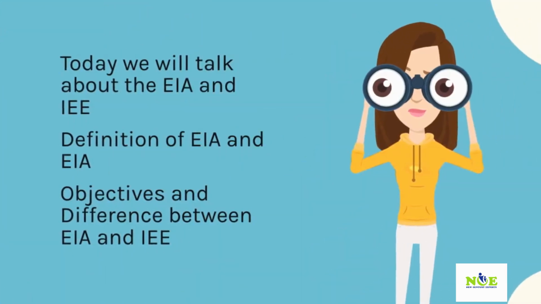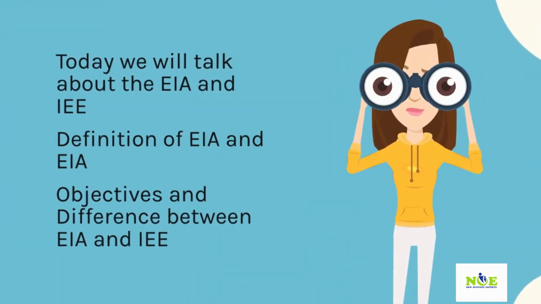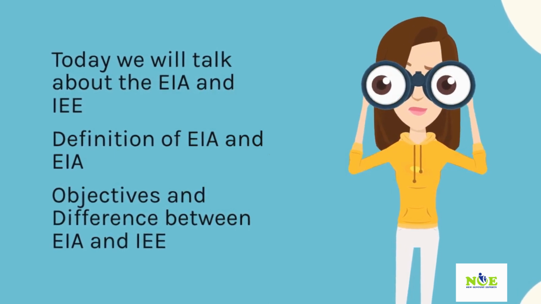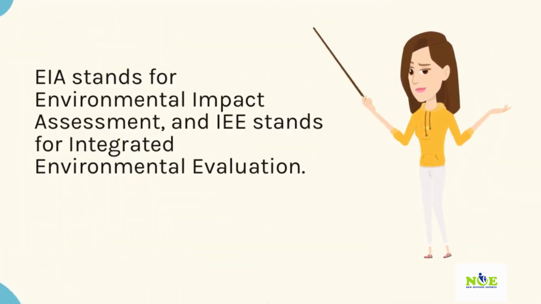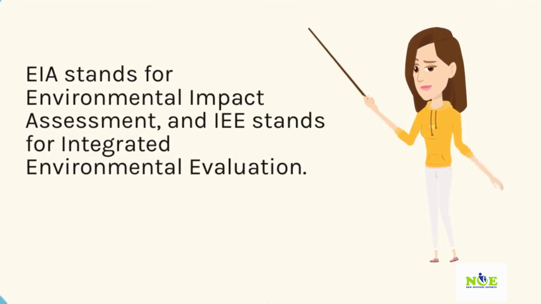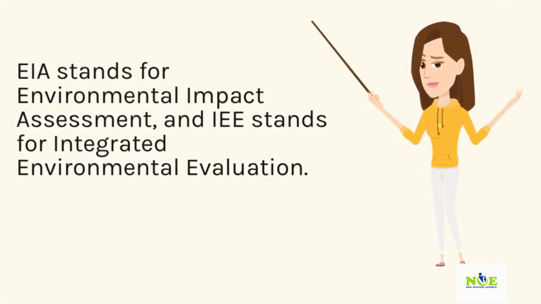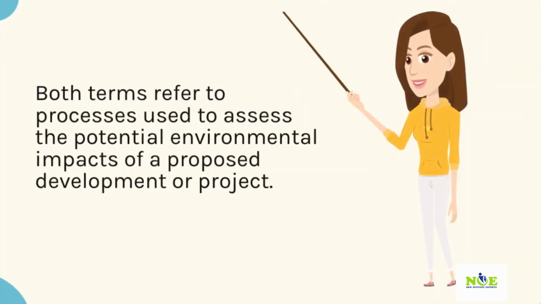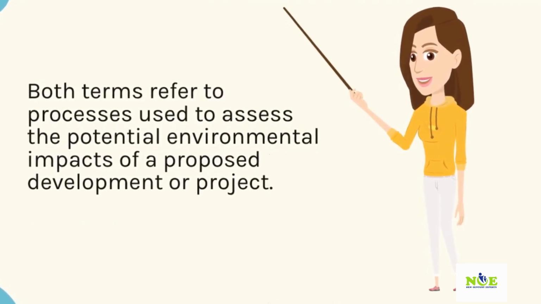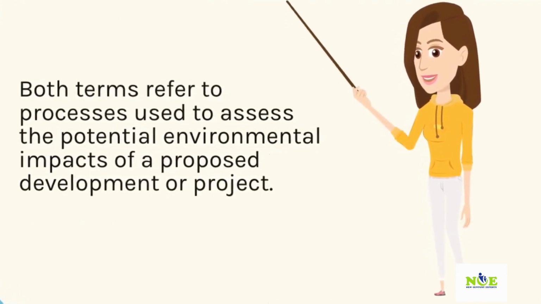Today we will talk about the EIA and IEE. Definition of EIA and IEE. EIA stands for Environmental Impact Assessment and IEE stands for Integrated Environmental Evaluation. Both terms refer to processes used to assess the potential environmental impacts of a proposed development or project.